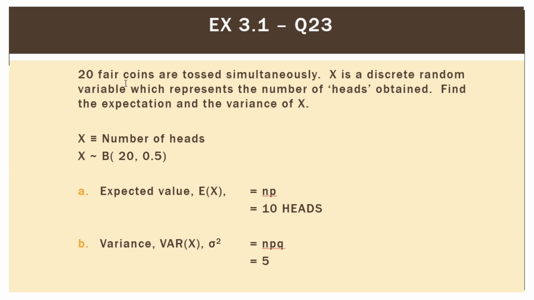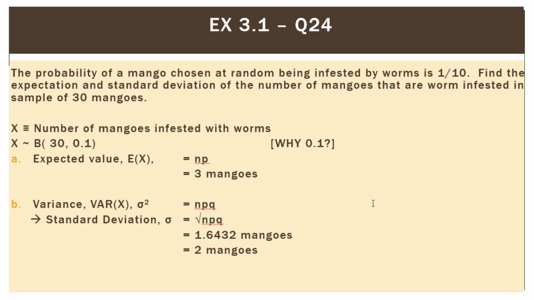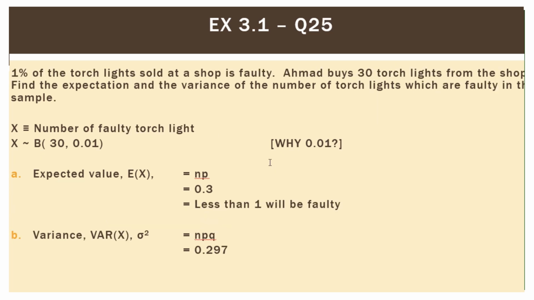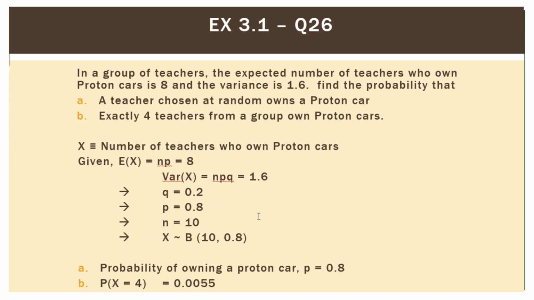All right. 20 fair coins are tossed simultaneously. So N is 20. Again, they want you to find expected value and variance. Expected value is the mean, N times P. Variance is NPQ. Same goes for this question. As you can see, when you square root, they will round off to a whole number, everything. Okay. Y is 0.1 because this is 1/10. Same goes for this. So less than 1 will be faulty. If you ask me, it should actually be 0.